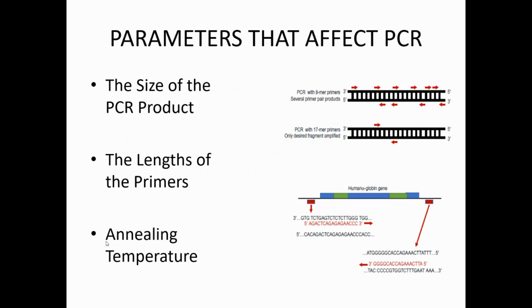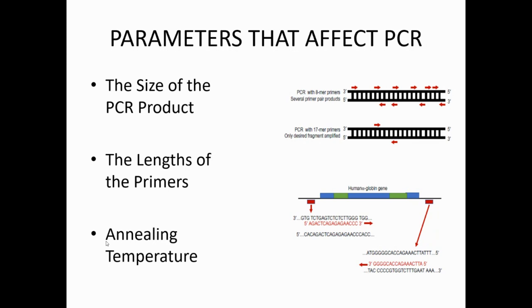So the parameters that can affect the PCR, the first one is the size of the PCR product. Okay, the first step to design a primer is to determine the target region for PCR amplification. Normally, the target sequence to be amplified should be kept below 3 kilobases.